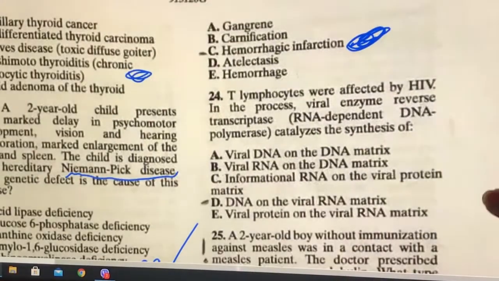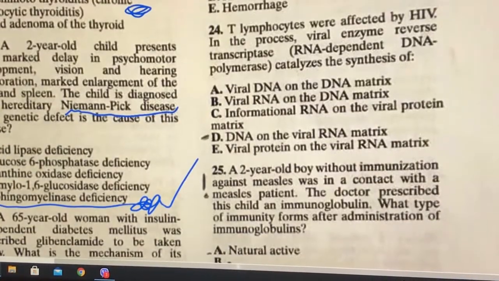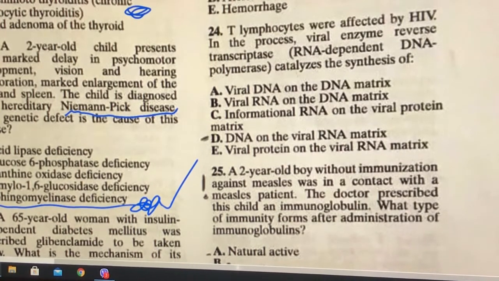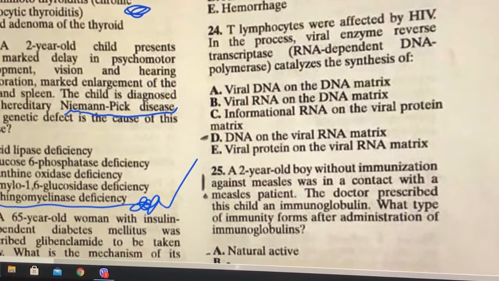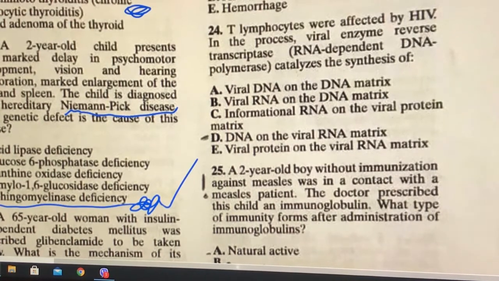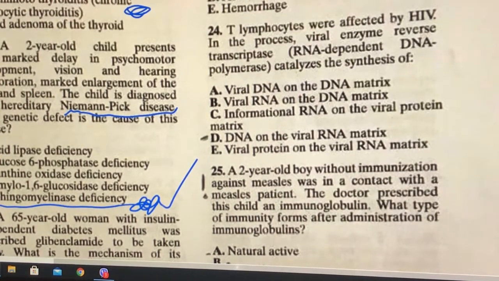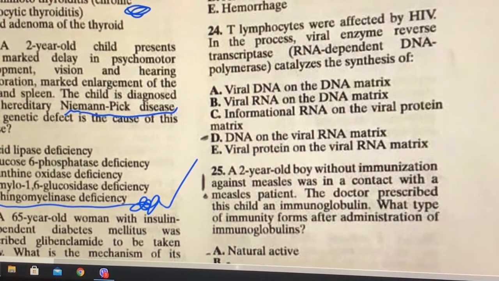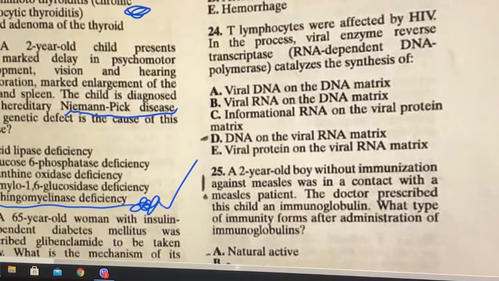Question number 24. T lymphocytes were affected by HIV. In the process, viral enzyme reverse transcriptase, RNA dependent DNA polymerase, catalyzes the synthesis of. This question, guys, I have seen in so many papers. Either they confuse you by these options, RNA dependent DNA polymerase or DNA dependent RNA polymerase. So be clear with this question. They are asking you RNA dependent DNA polymerase.